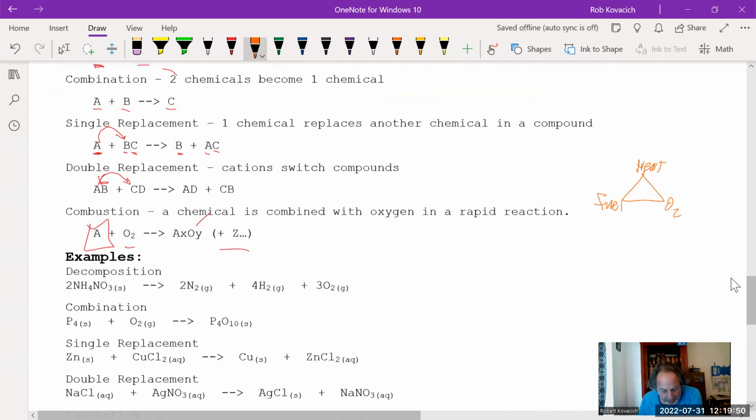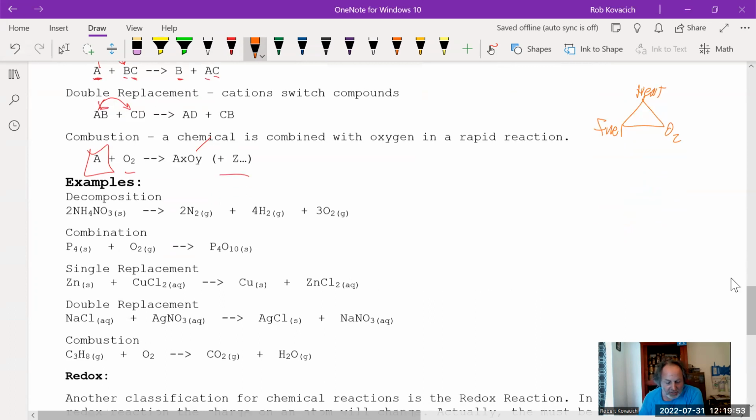All right, so I've got some examples of these different types of reactions. So here's a decomposition reaction. This is ammonium nitrate, and the ammonium nitrate turns into nitrogen gas, hydrogen gas, and oxygen gas. So one thing turned into multiple things. Then I have a combination reaction. This P4O2 turns into P4O10.